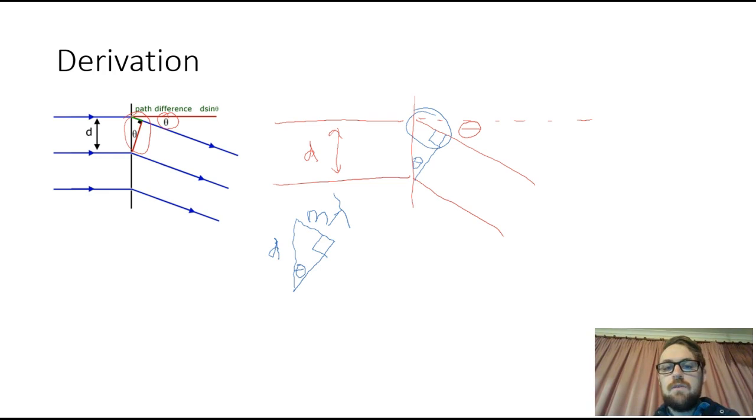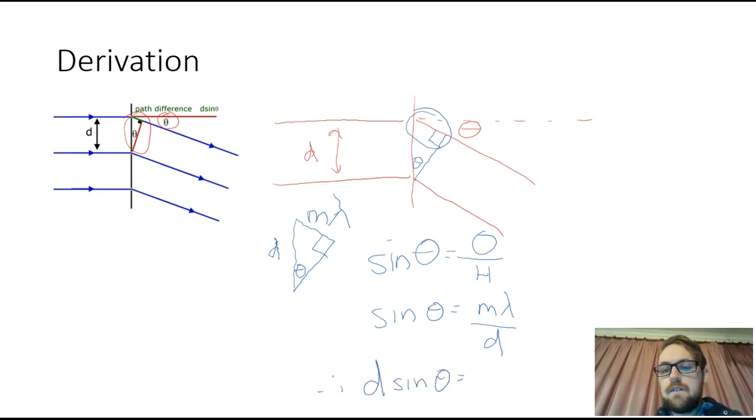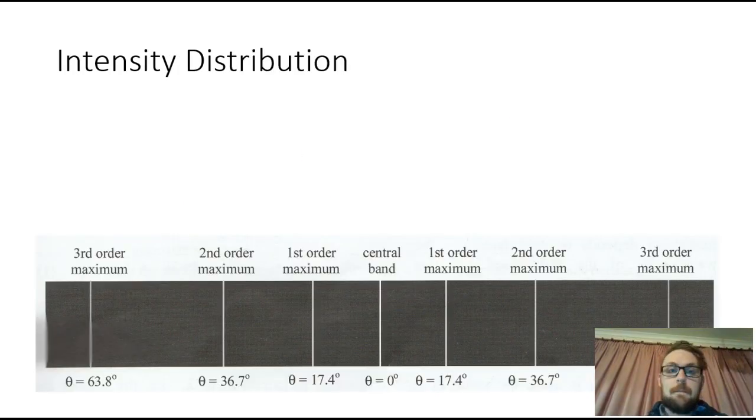So what we've got now is a right angle triangle, and we know two sides. We know the opposite and the hypotenuse. So, SOHCAHTOA: the sine of our angle equals the opposite over the hypotenuse. So sine of theta equals m lambda divided by d. And if we bring the d to the other side, we get d sine theta equals m lambda. This derivation is a little bit different than the ones we've been doing, but it's a requirement for the course. Now another thing we have to look at is the intensity distribution.